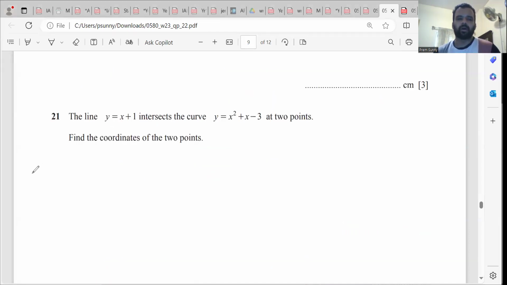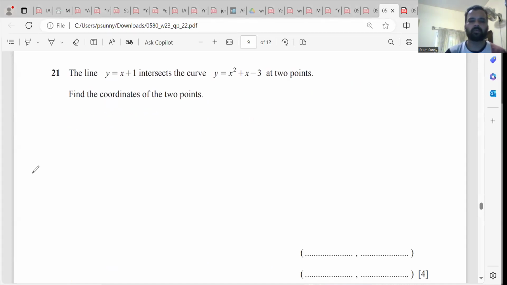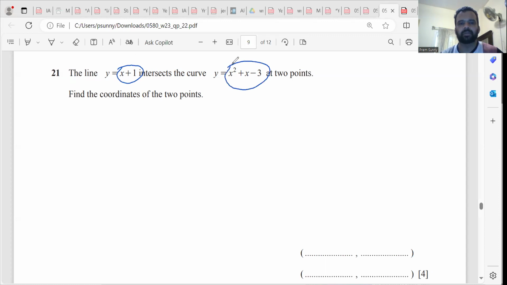Moving on to question number 21. It's a 4-mark question. The line y equals x plus 1 intersects the curve y equals x square plus x minus 3 at 2 points. Find the coordinates of these 2 points. Whenever we want to find the point of intersection, make y the subject for both and equate the right hand side.